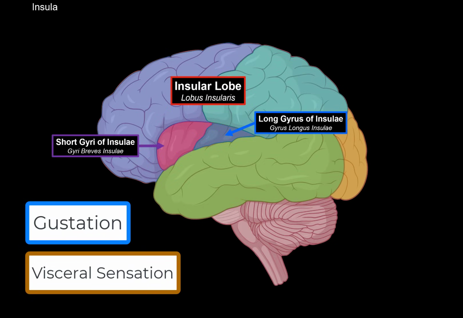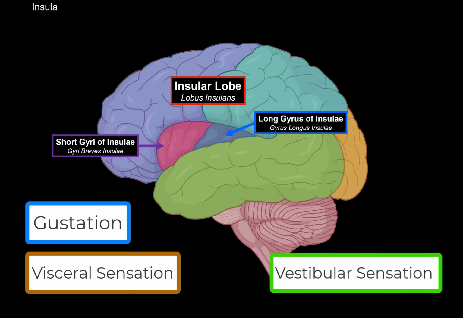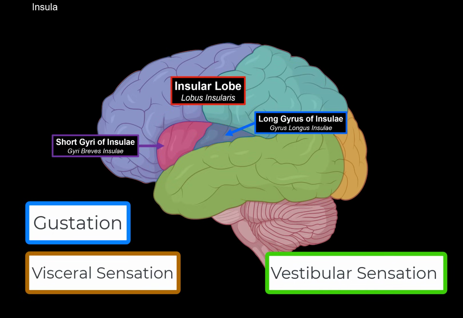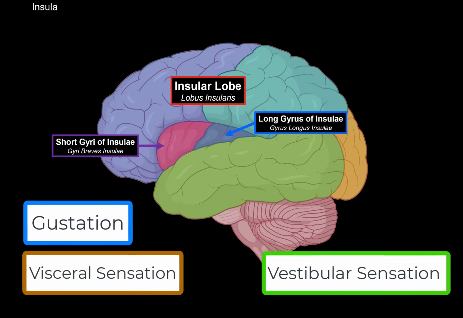The last function is that it's believed that this may be where your vestibular cortex is located, and the vestibular cortex would be involved in your vestibular sensation, which is basically your sense of movement, right? So static equilibrium and rotational acceleration and all of those things may go to the insula.